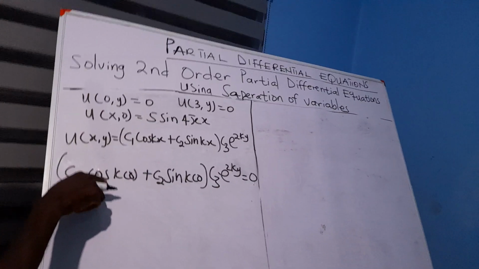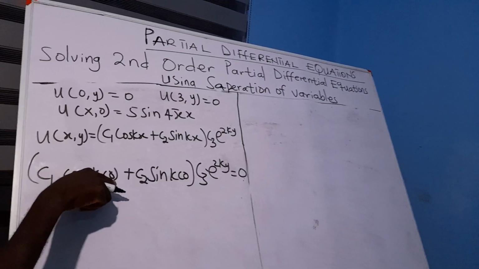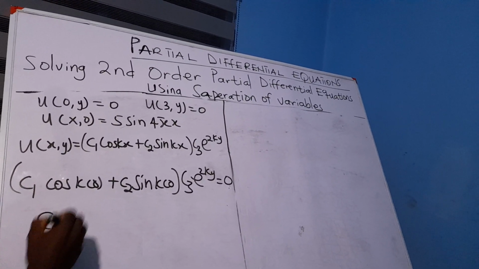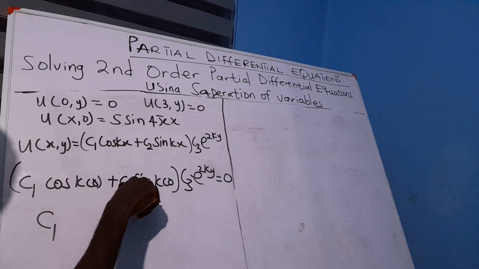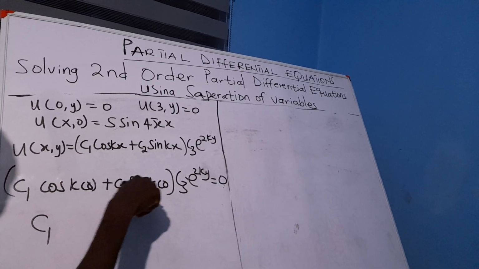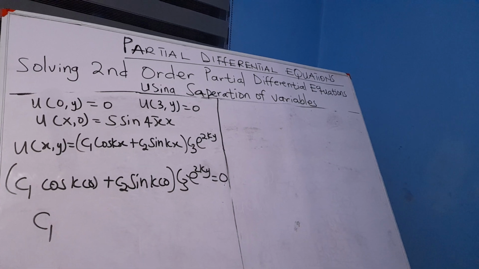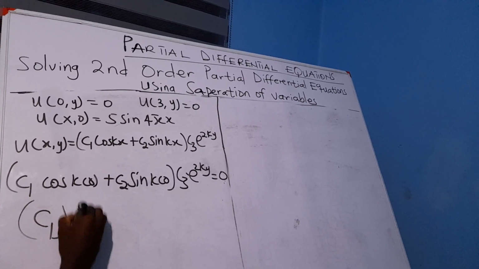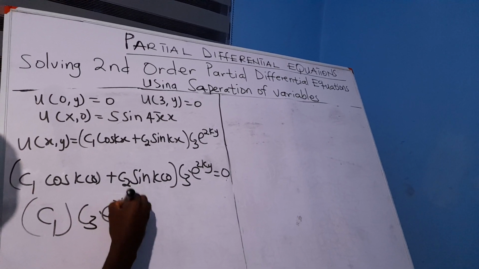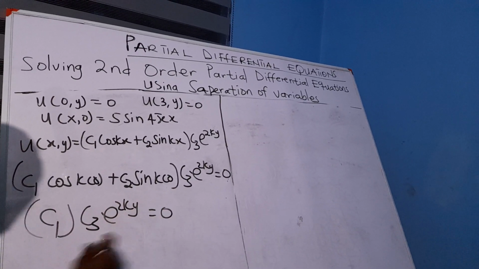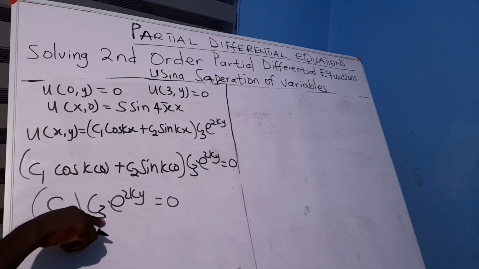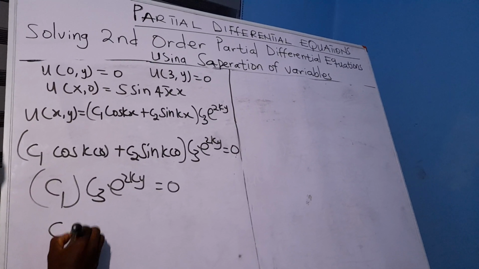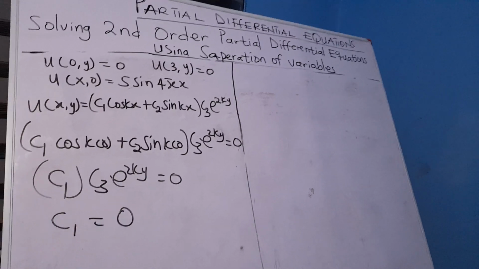So what do we have? This will be 0. k times 0 is 0. Cos 0 is 1. 1 times c1 will be c1. Sin k times 0 is 0. Sin 0 is 0, times c2 will be 0. So we have c1, c3 e exponent 2ky equal to 0. We will make c1 the subject by dividing both sides by c3 e exponent 2ky. When we do that, our c1 will be equal to 0.